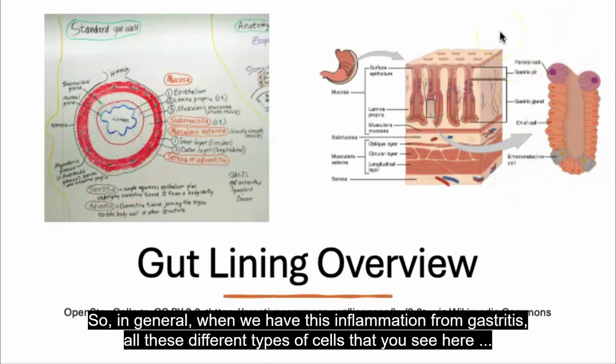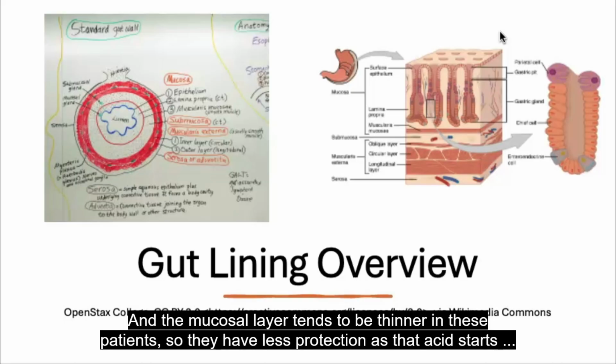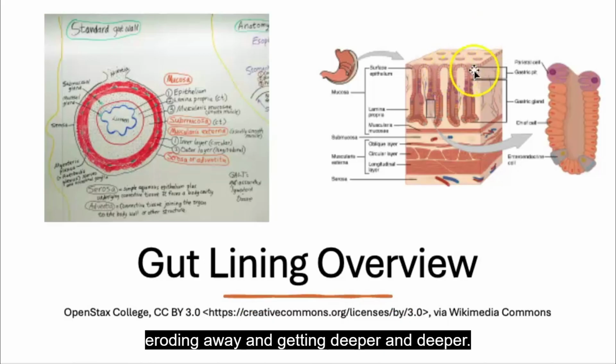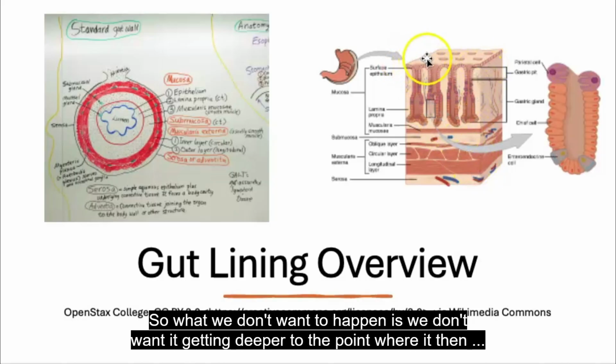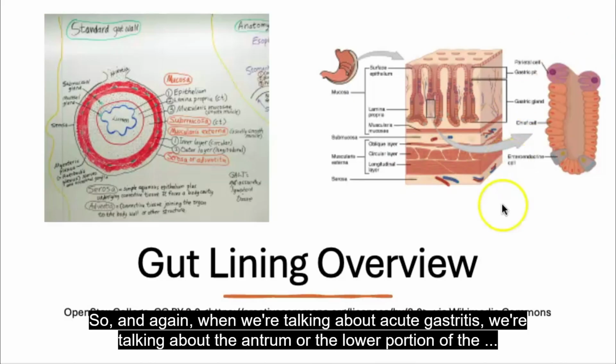So, in general, when we have this inflammation from gastritis, all these different types of cells that you see here can be injured, and that causes a generalized inflammation of the mucosa. And the mucosal layer tends to be thinner in these patients, so they have less protection as that acid starts eroding away and getting deeper and deeper. So what we don't want to happen is we don't want it getting deeper to the point where it then forms an ulceration, because then you have a risk of developing a GI bleed. And again, when we're talking about acute gastritis, we're talking about the antrum, or the lower portion of the stomach.